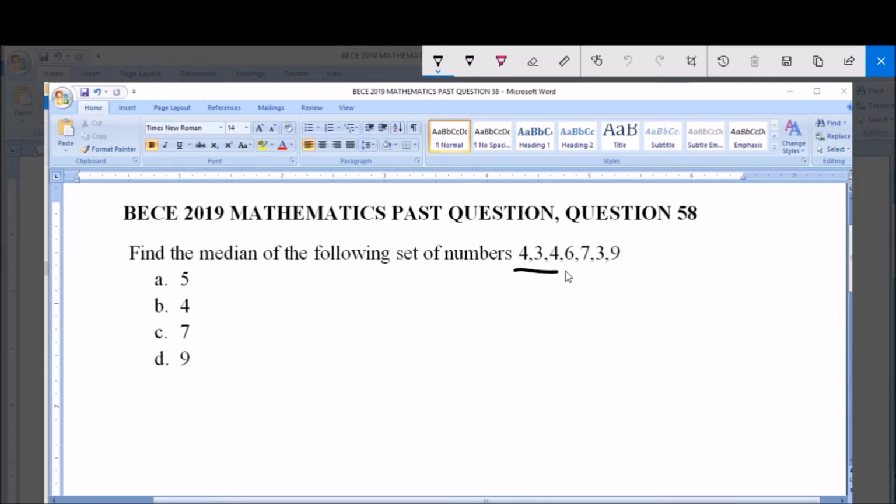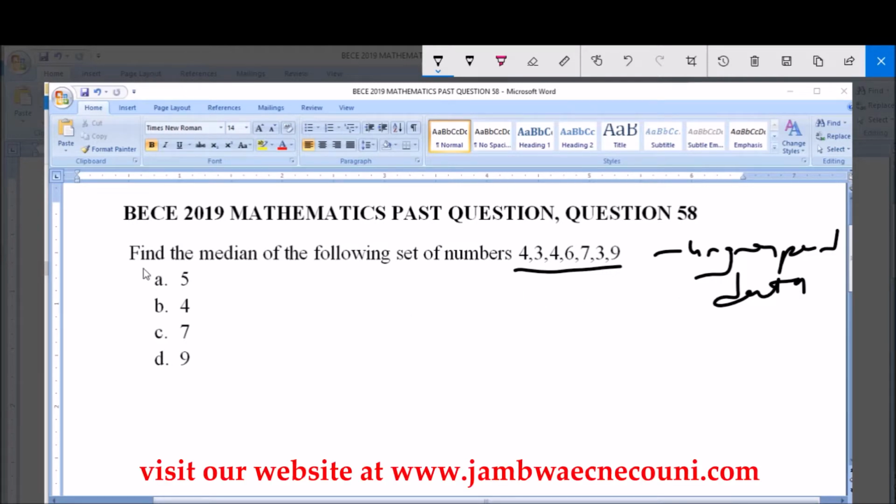And like you know, these numbers are ungrouped. They are ungrouped data. So to find the median of this set of numbers, and median means what? The middle one, that is the number which is in the middle.